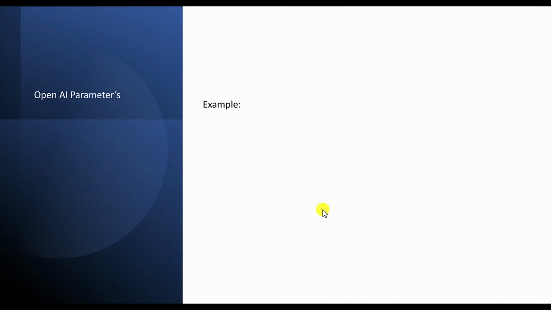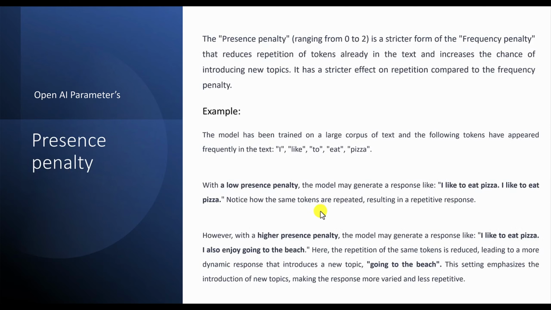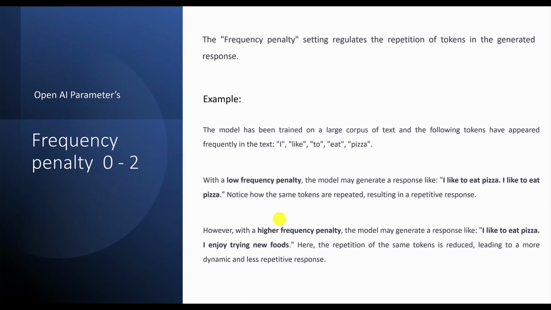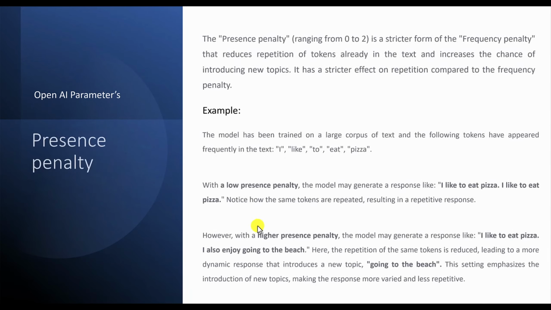The next parameter is presence penalty. The presence penalty is a stricter form of frequency penalty that reduces the repetition of tokens already in the text and increases the chance of introducing new topics. With the previous one, frequency penalty, it tries to add more, like "I like to eat pizza, I enjoy trying new foods." So here no new topic has been introduced. But if you use the presence penalty, it introduces a new topic also.